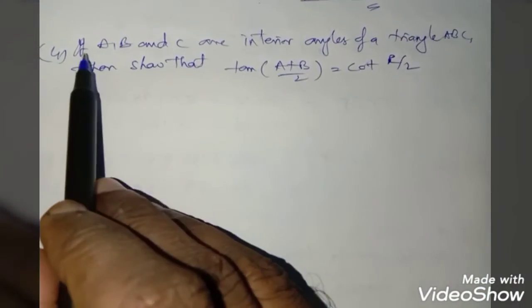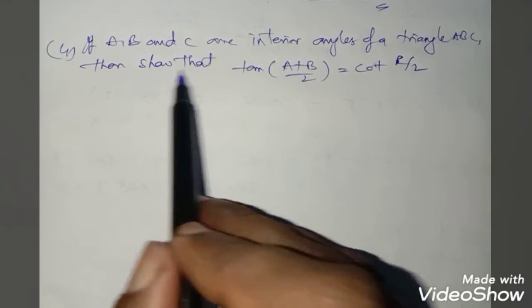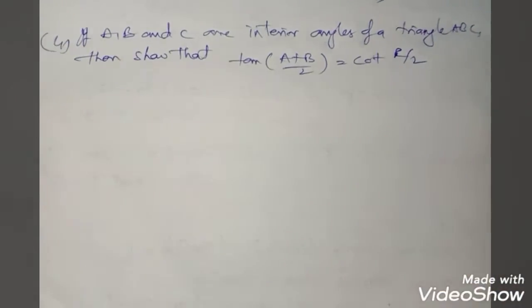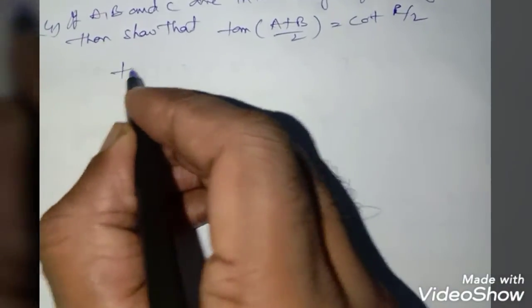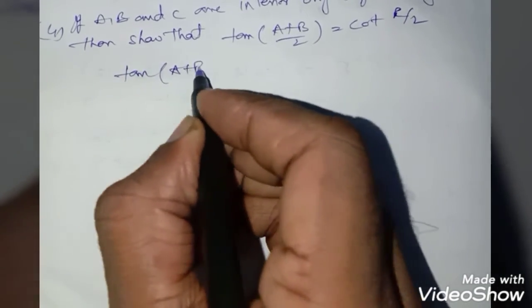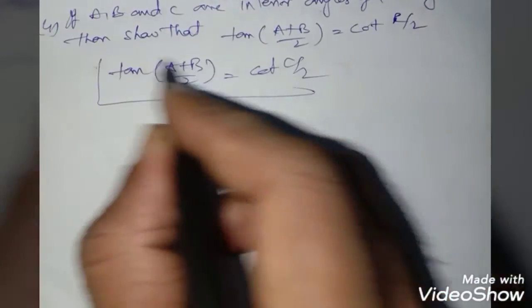Okay, so your next question is, if A, B and C are interior angles of a triangle ABC, then show that tan of (A plus B) by 2 is equal to cot C by 2. So this is also the same as your example. So what is given here? Tan (A plus B) by 2 is equal to cot C by 2. This one you have to prove.